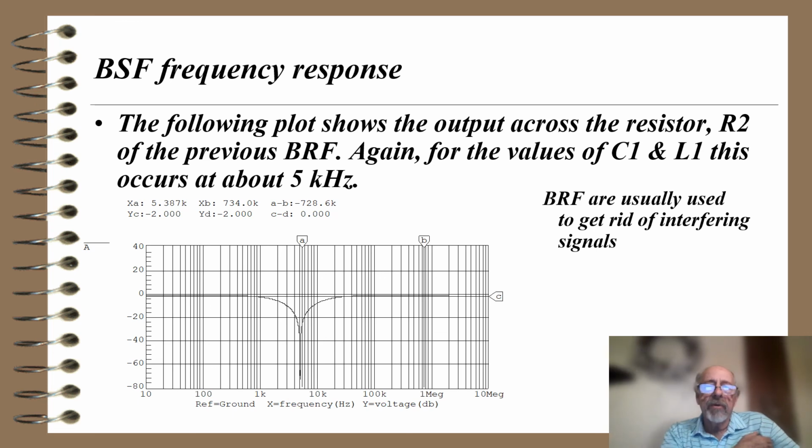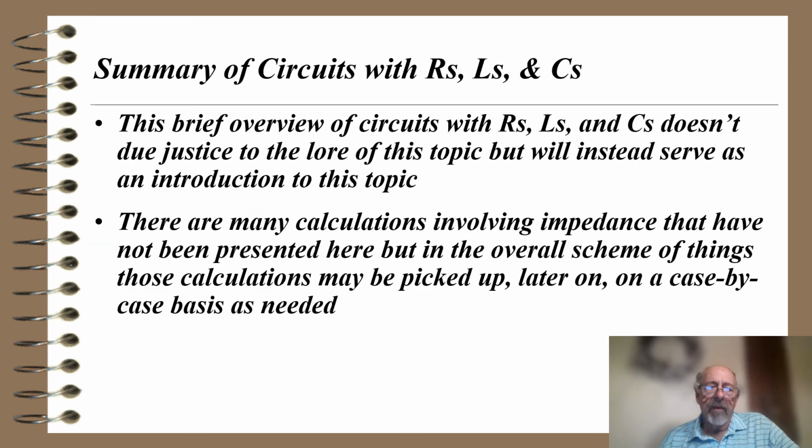So the following plot shows the output across resistor R2 of the previous band rejection filter, or band stop filter. Again, for the values of C1 and L1, this occurs at about 5 kilohertz. What do we use band rejection filters for? They're usually used to get rid of interfering signals.